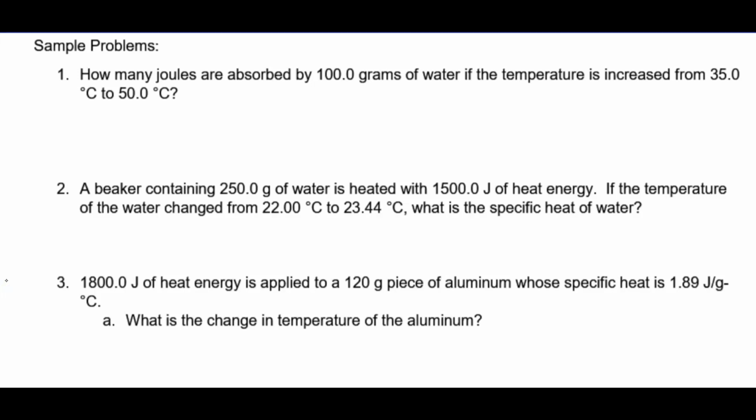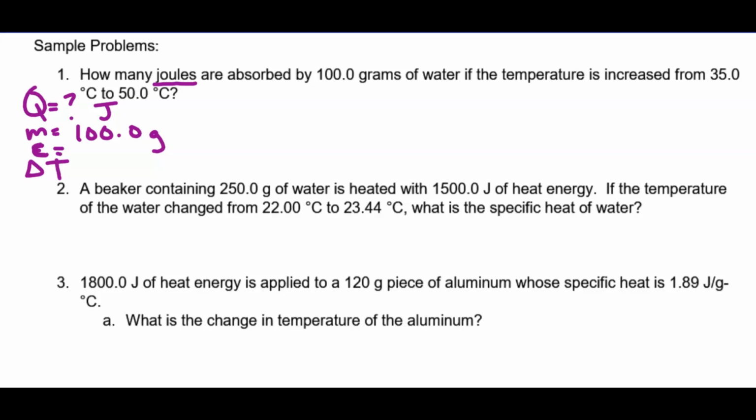Okay, how many joules are absorbed by 100 grams of water if the temperature is increased from 35.0 degrees Celsius to 50.0 degrees Celsius? So let's go ahead and lay out our Q equals mc delta T. So these are our variables. Let's see what information we have given to us. Q is going to be measured in joules because that's heat energy. So that is our unknown, in joules. m is mass, 100 grams.